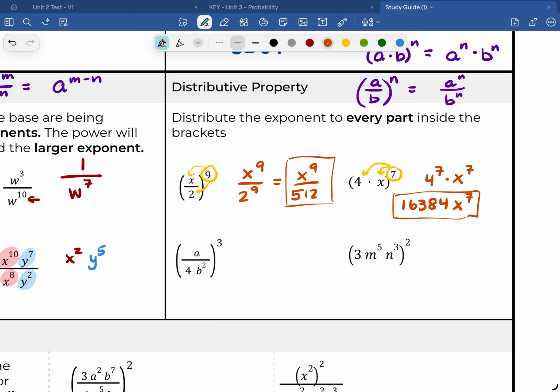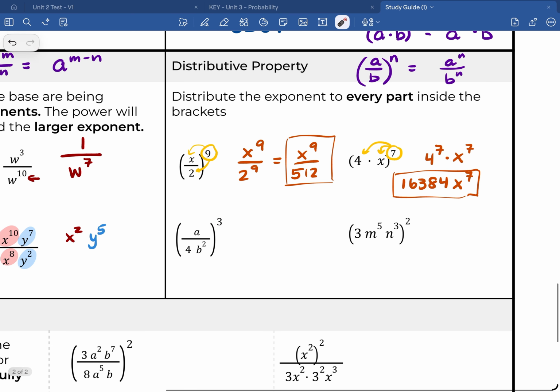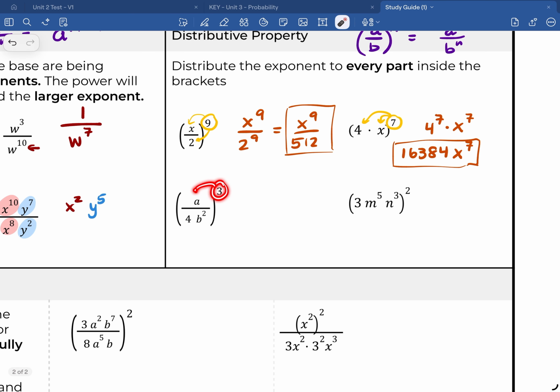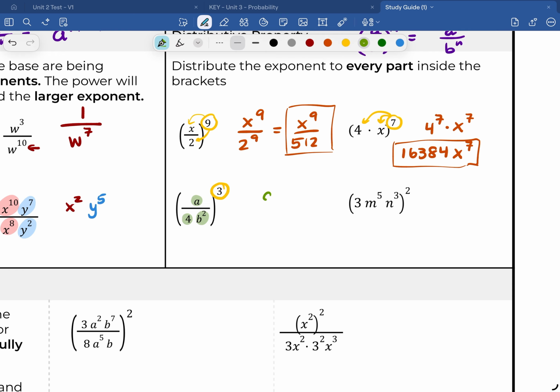If we look at this and we see that there's kind of more going on inside of those brackets, we have a power within a fraction within some brackets that has a power. What we're looking at is distributing this to every part in the brackets. So here, the 3 different parts that we have are a, 4, and b squared. And so our intermediate step is that we can distribute the 3 to everything in there. So we have a to the power of 3, 4 to the power of 3, and we have b squared to the power of 3.